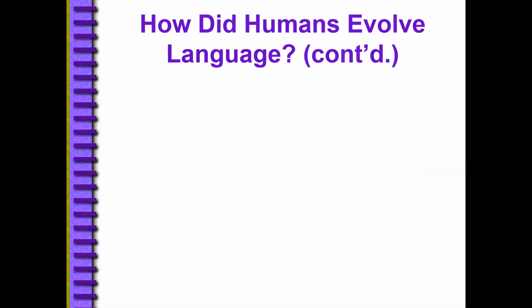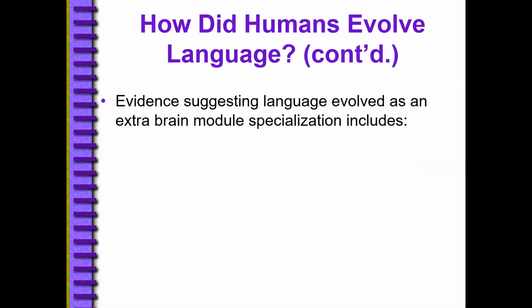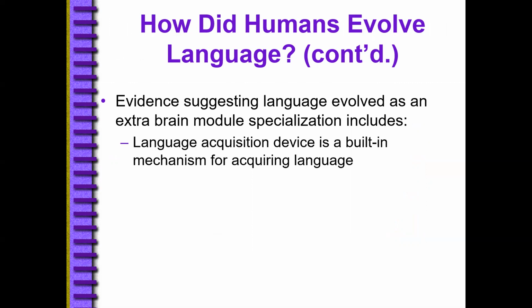Let's talk then about the other category of theories, the idea that language has evolved as a brain specialization. That maybe there's a module, some brain structures that are specifically designed to be involved with language processing. Chomsky and Pinker are big language guys who propose that humans have this language acquisition device. It's this built-in mechanism that helps us acquire language.